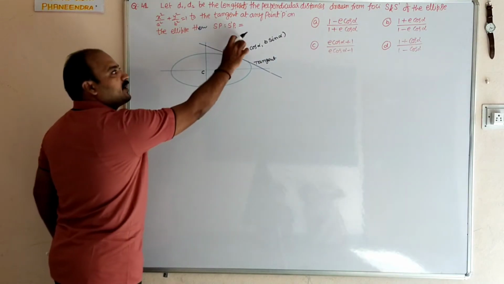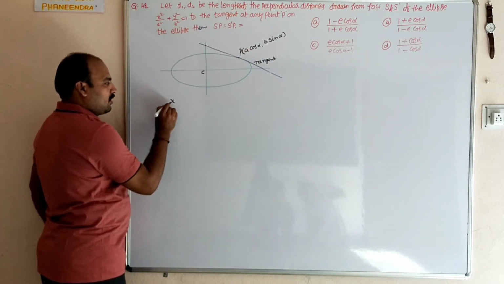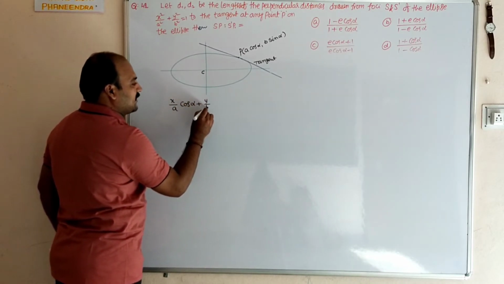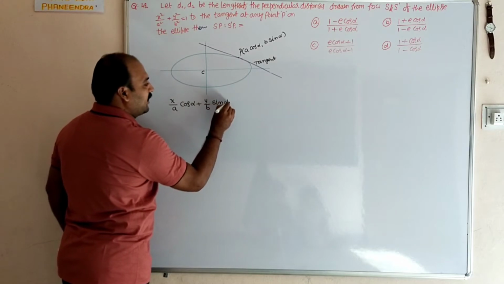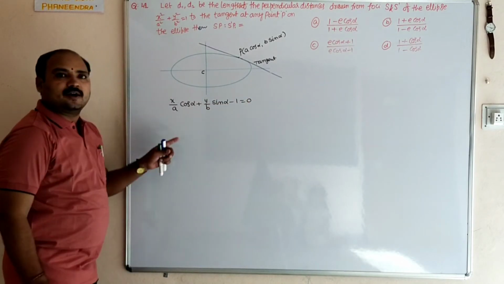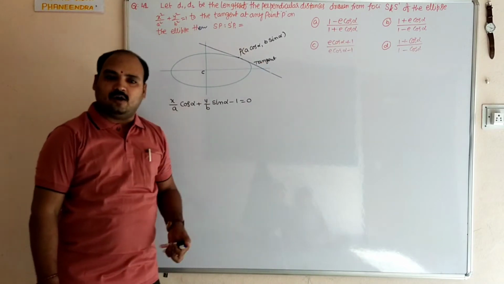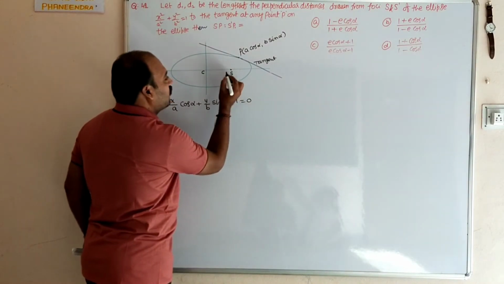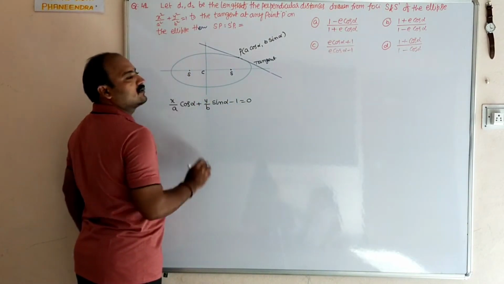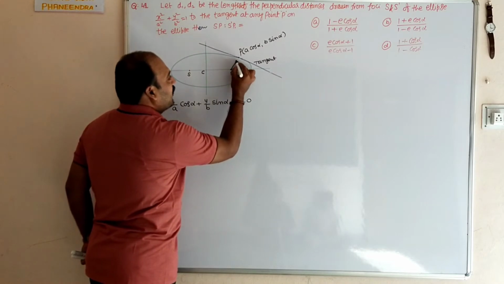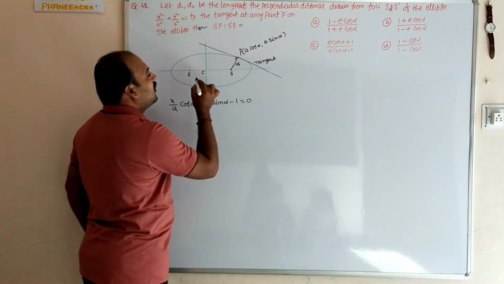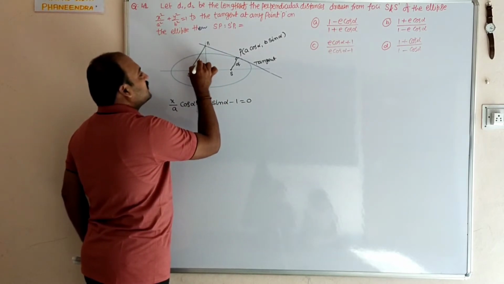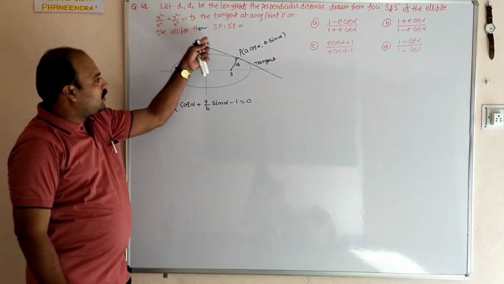The equation of tangent at alpha is x by a cos alpha plus y by b sin alpha equal to 1. That means minus 1 equal to 0. This is the equation of tangent at P of theta or P of alpha. After that, this is one of the foci, this is another focus. From here to here the perpendicular distance is D1. From here to here, taking the point P1, the perpendicular distance is D2.